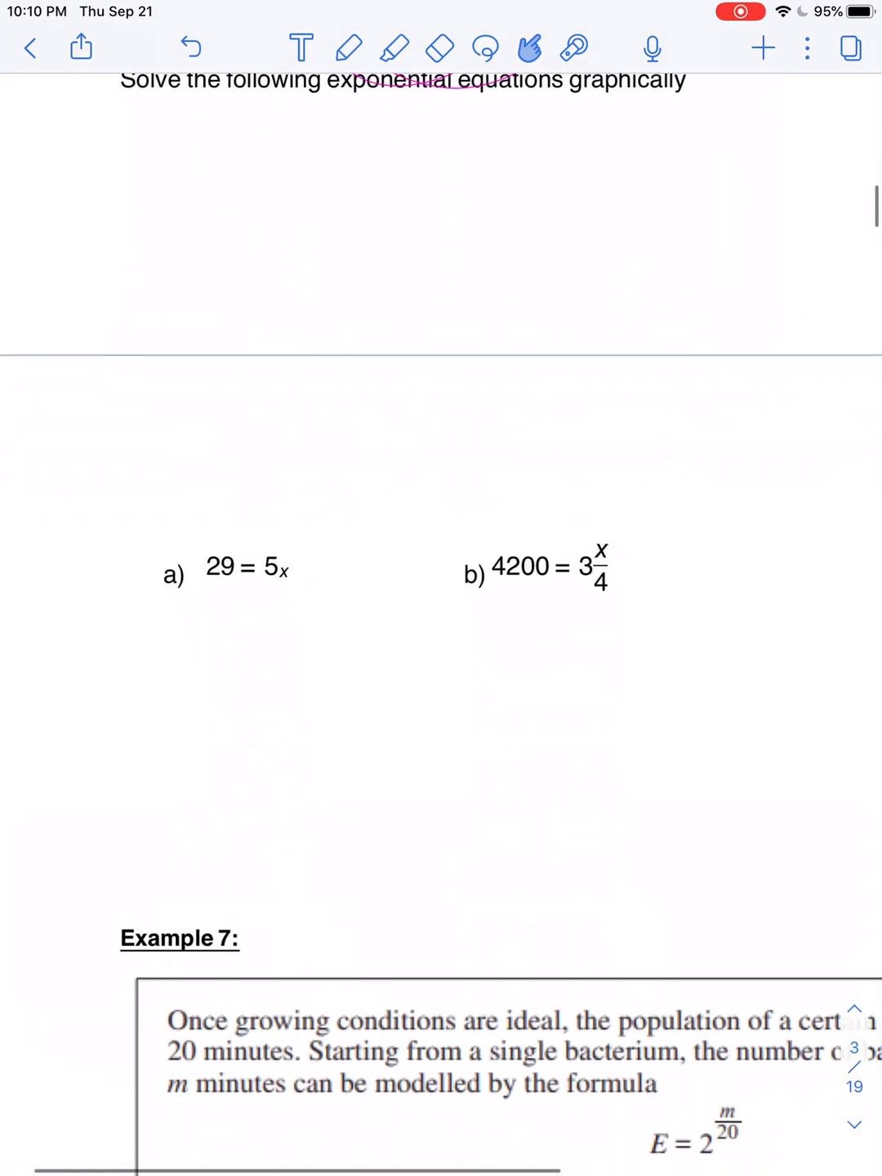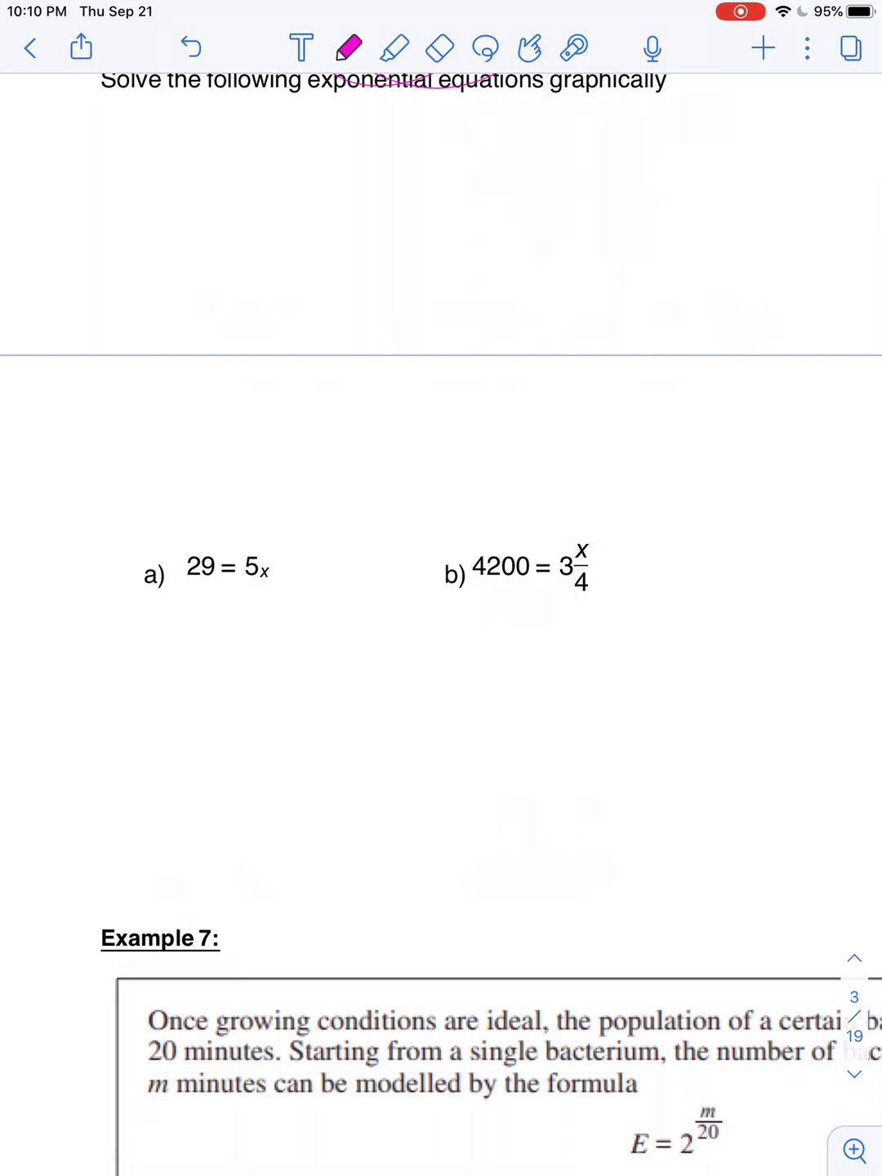So now we're going to solve graphically. Again, I'm going to rewrite this because unfortunately the formatting is not great.